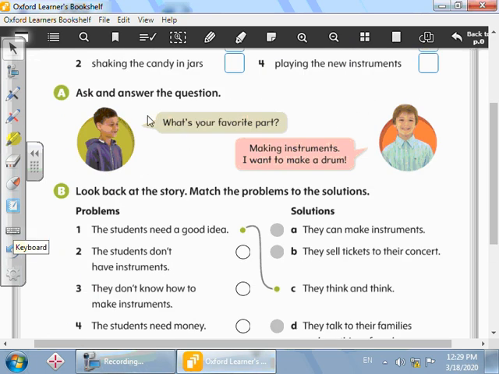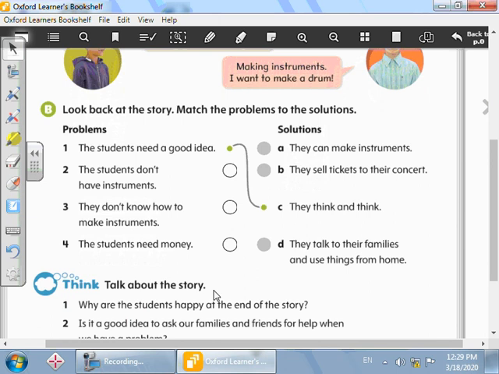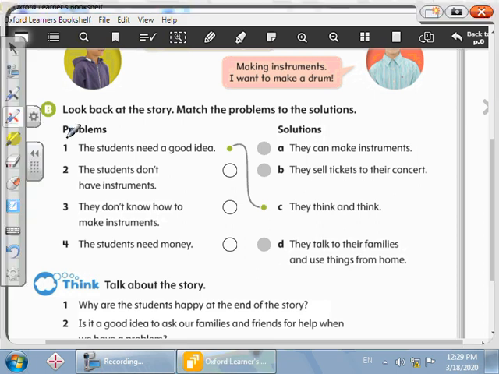Now, you can ask and answer the question with one of your family members. What's your favorite part? Ask one of your family members and answer. Now, let's go here to this exercise. Look back at the story, match the problems to the solutions. Here we have the problems, and here we have the solutions.